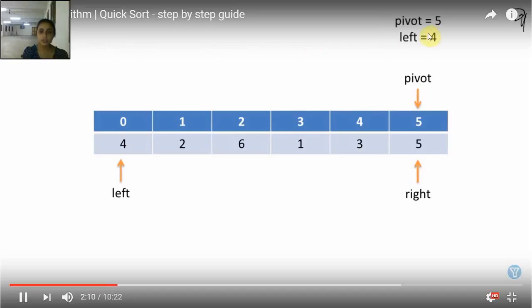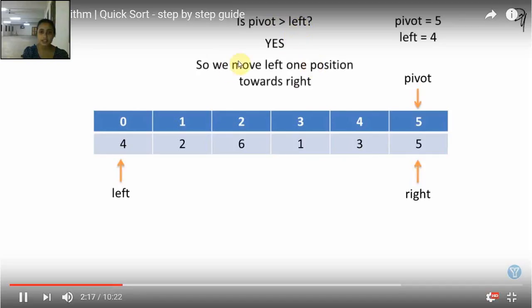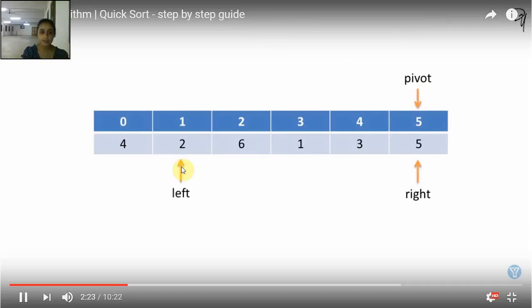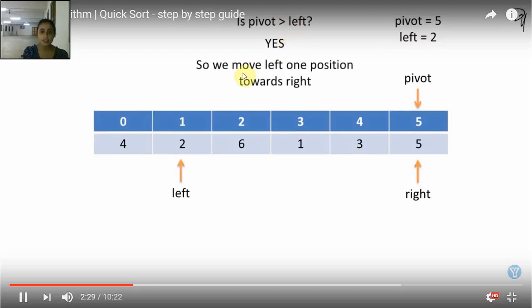Now pivot is equal to 5 and left is equal to 4. Pivot is greater than left? Yes, it is. So we move left one position towards right, that is, we move towards here. Now pivot is equal to 5, left is equal to 2. Now since pivot is greater than left, we move left one position towards right.